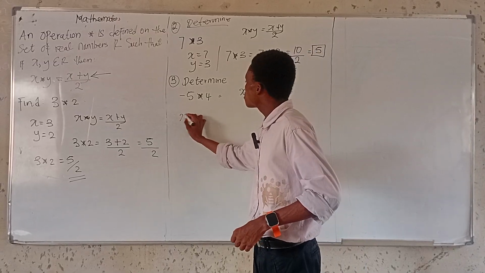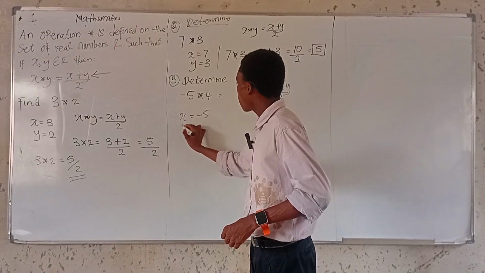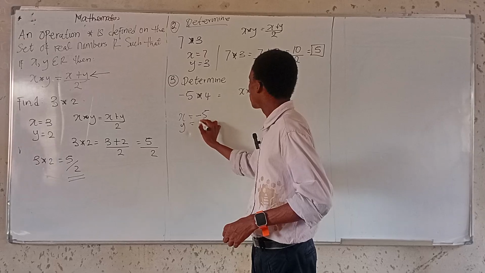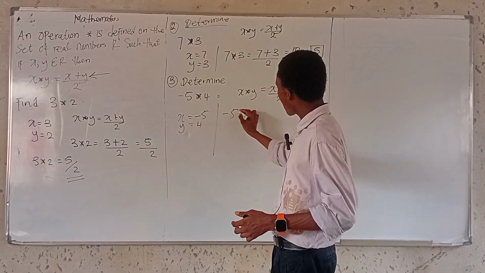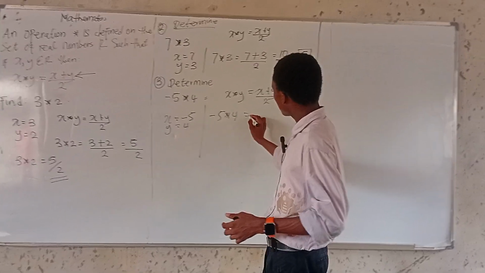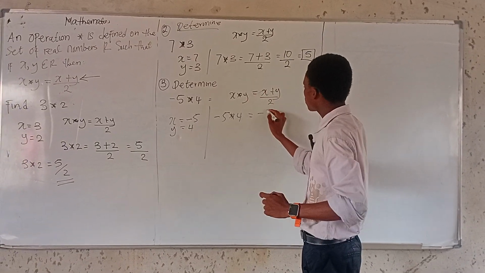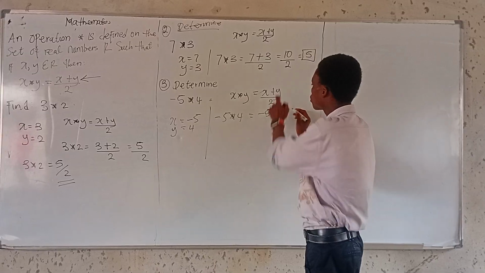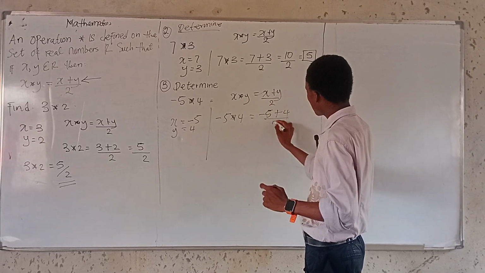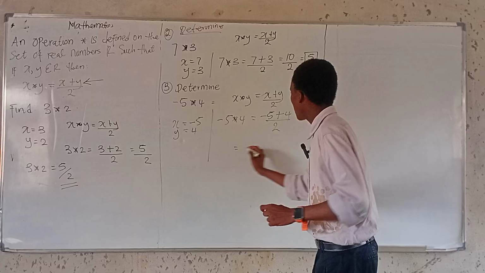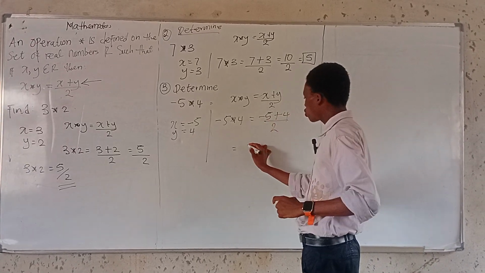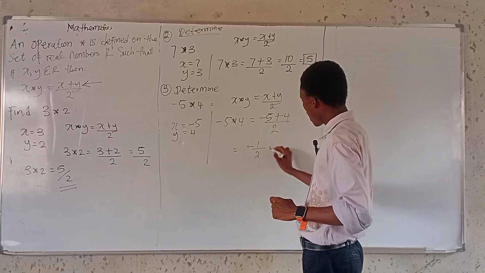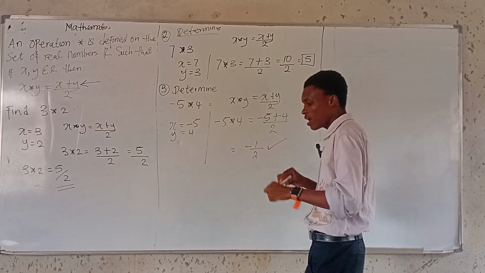So we say our x equals minus 5, our y equals 4. So this implies that minus 5 asterisk 4 equals x, which is minus 5, plus y, which is 4, divided by 2. So from here we know that minus 5 plus 4 is minus 1 all over 2. And this is the right answer.